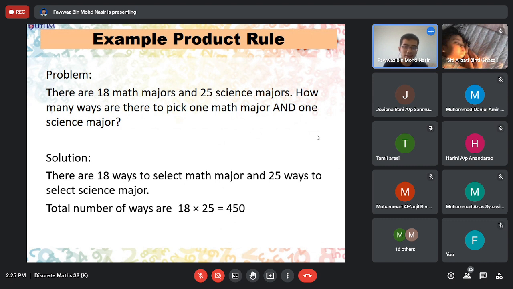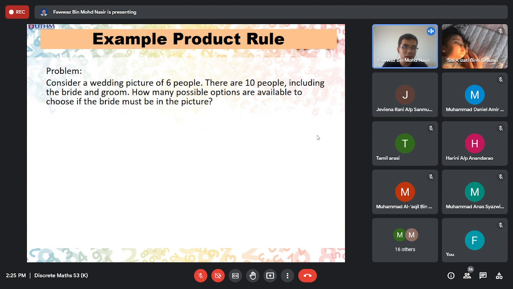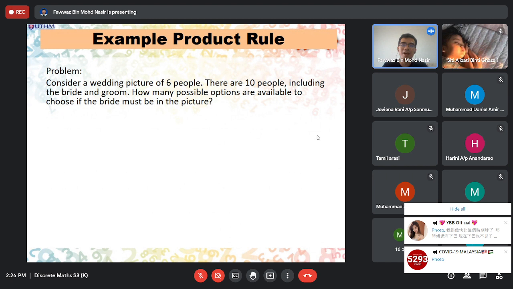Okay, then we look at another example. Consider a wedding picture of 6 people. Okay, dari dalam wedding picture tu dia ada 6, kita boleh anggap dia macam ada 6 seats di dalam wedding picture tu yang orang boleh duduk. Tetapi there are 10 people including the bride and the groom. How many possible options are available to choose if the bride must be in the picture? Okay, dia kata bride tu mesti ada dalam picture tu.